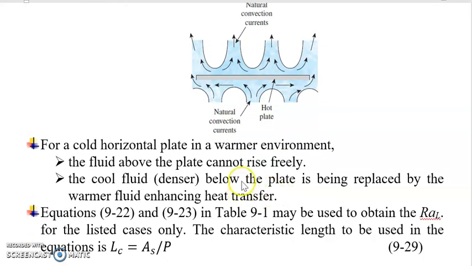For a cold horizontal plate in a warmer environment, the opposite happens. Now, because we have a cold plate, the fluid next to it transfers heat and becomes cooler, but it cannot fall because of the available warmer fluid high up here. But at the bottom, there is better mixing, so we have enhanced heat transfer below the cold plate.